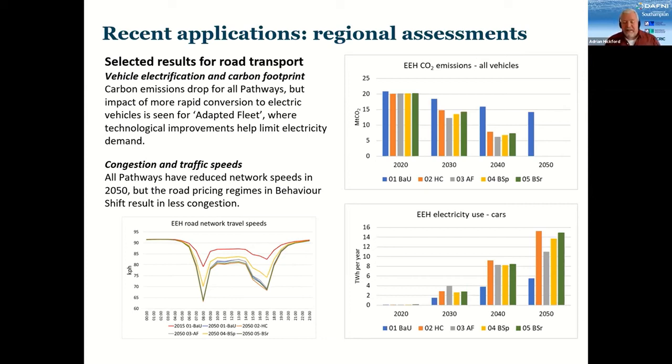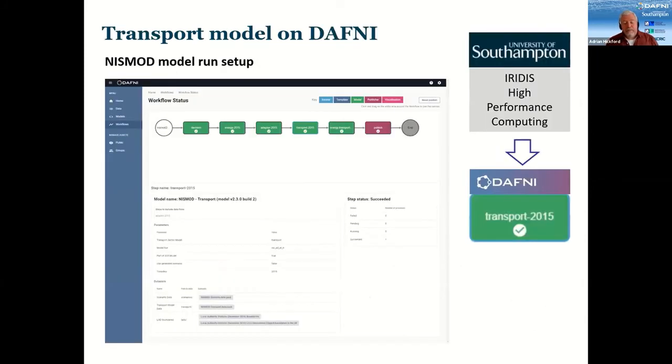We've only got a few minutes here, and that's a bit of a whistle-stop tour of some of the capabilities and limitations of the transport model. For these studies, I've been running the transport model locally using Southampton University's high-performance computing facility. But since NISMOD is currently being transferred onto DAFNI, it should hopefully make it easier to set up new model runs, work with different data sets, and produce visualisations, which currently have to be done offline in Excel or Python.